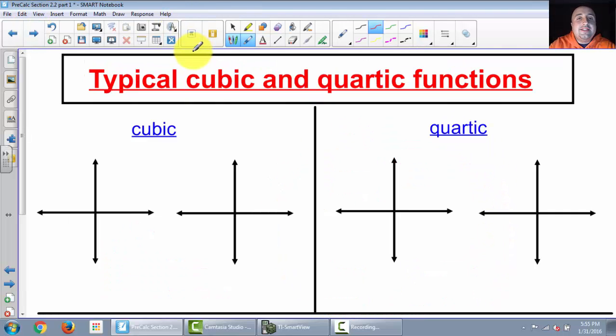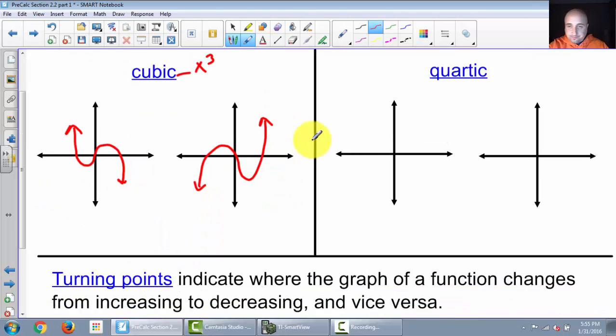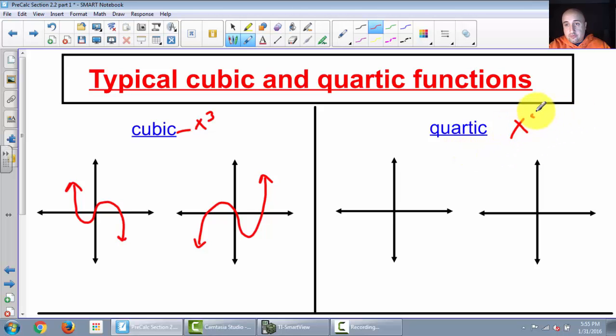All right, so typical cubic and quartic functions. Cubic means x to the third. Okay, so we have sideways s's here. Then depending on what your a value is, we have our end behaviors. And then we have quartic, which is x to the fourth. These are w's or m's.